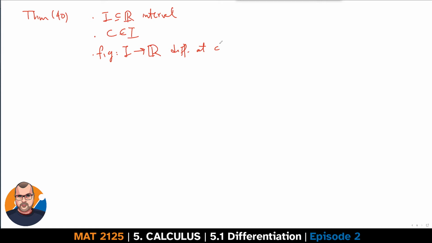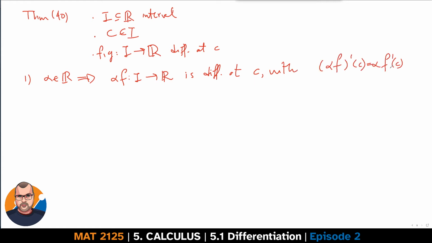The regular rules of differential calculus apply. Throughout, we have I an interval, c some point in the interval, and f and g two differentiable functions on I. In particular, they are differentiable at the point c. Then, if you have a real number alpha, the function alpha f from I to R is differentiable at c.